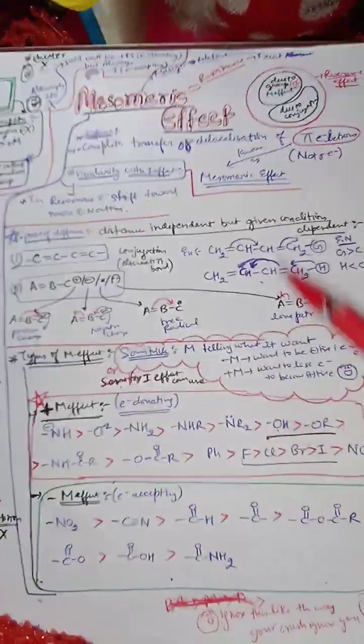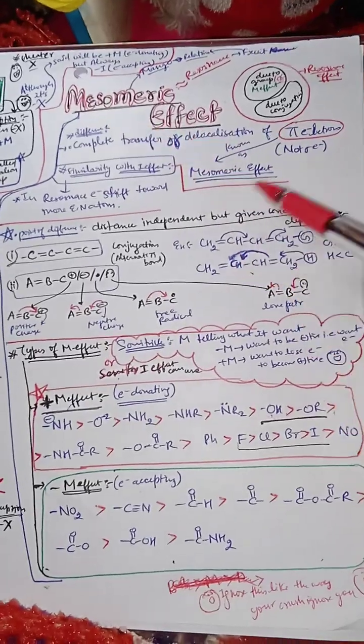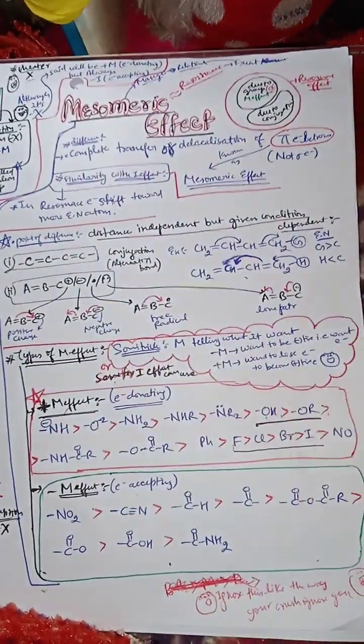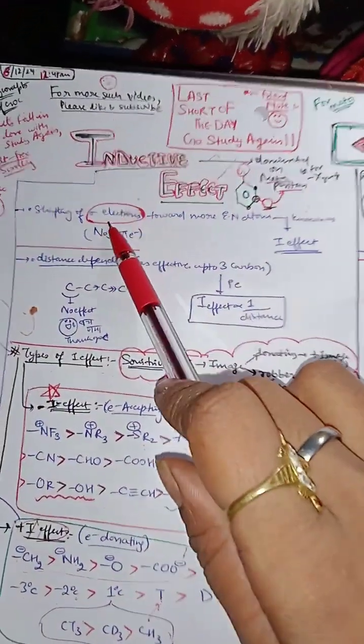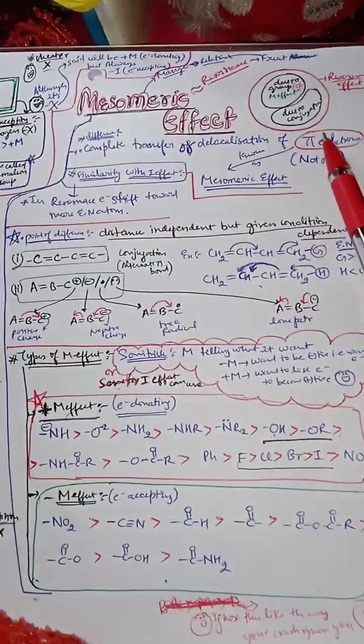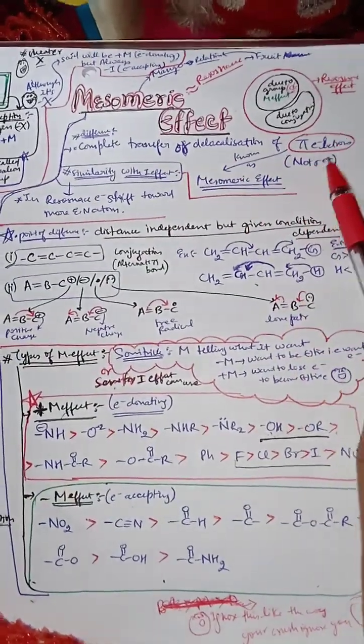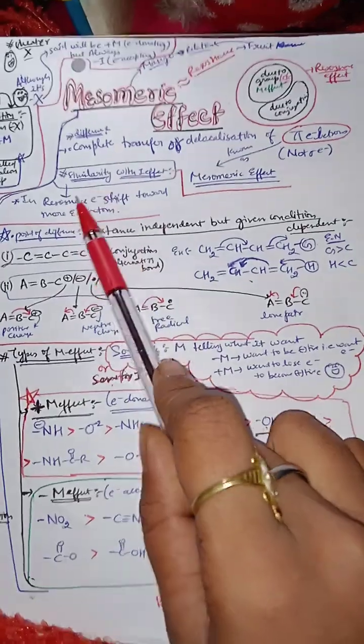So here it is. In mesomeric effect, there is not shifting, there is the complete transfer or delocalization of pi electrons. Remember yesterday what I said? There it was sigma electron shifting, not pi electron, but here it is the delocalization of pi electrons, not sigma electrons.